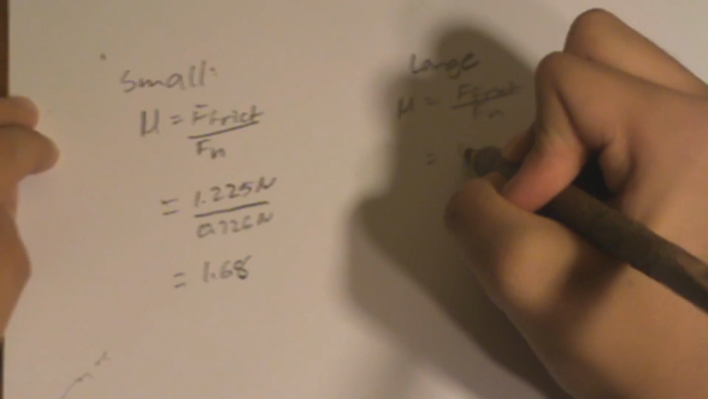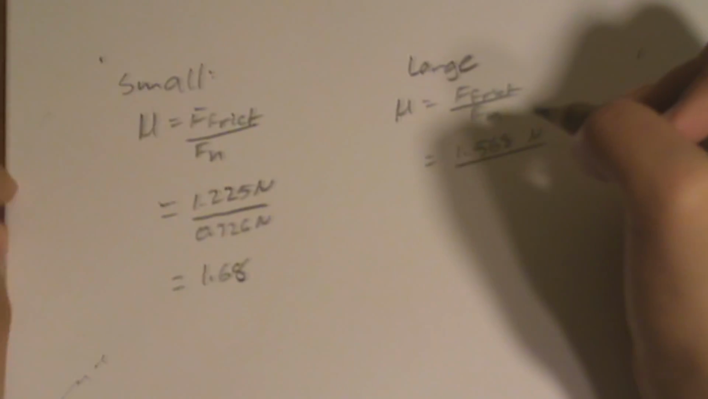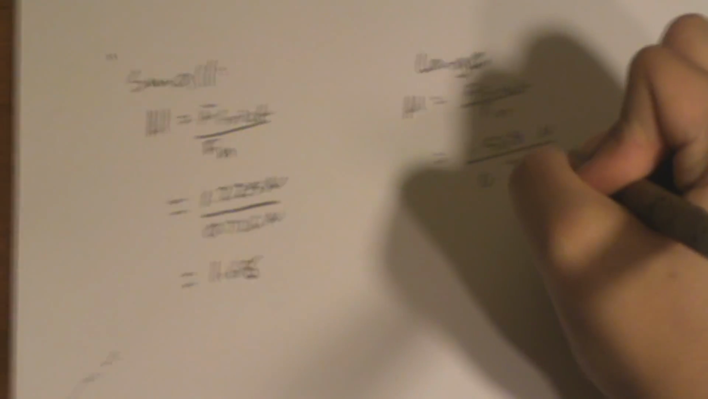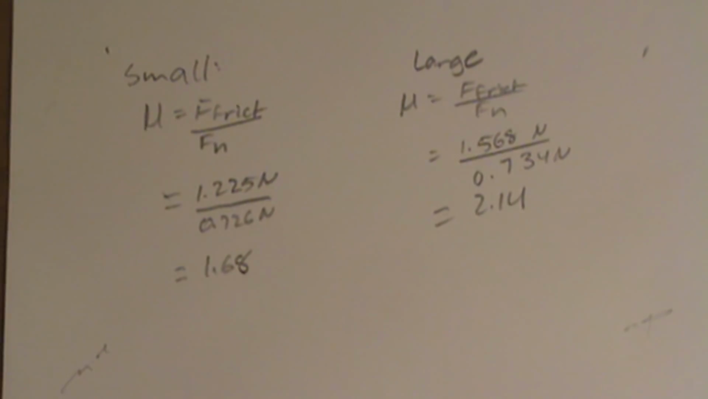For the larger phone case, we do the same thing. F frict for the larger phone case is 1.568 newtons, and Fn equals 0.734 newtons. When we solve, we get 2.14.